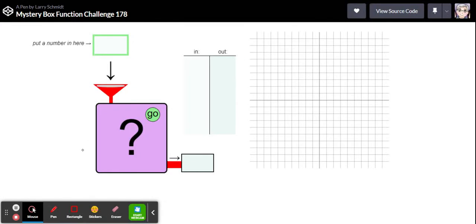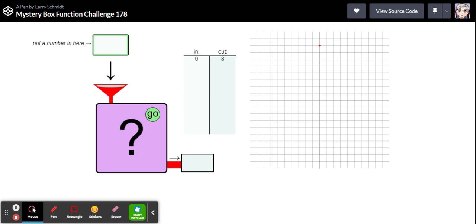In the purple box is some mystery math and your challenge is to figure out what it is. You can use the link in the description, put in as many numbers as you like, and when you think you've got an answer, come on back and see if we get the same thing. Alright, let's begin with a 0.